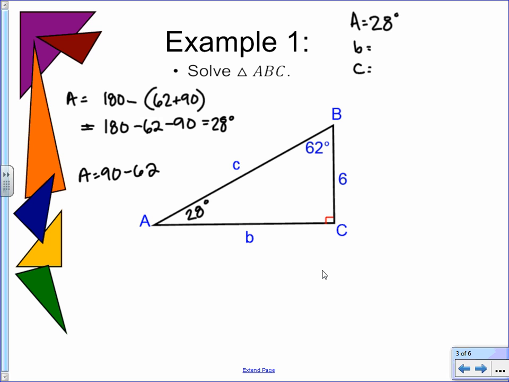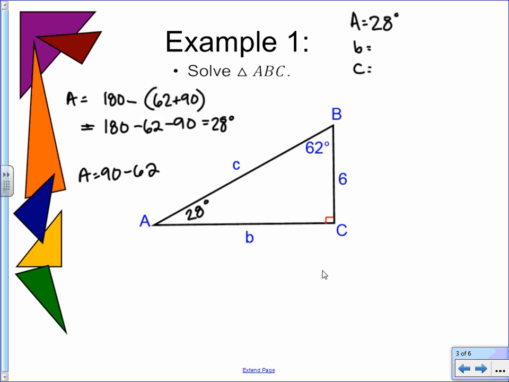So there was a theorem last year in geometry, and I don't know what the name of the theorem is, but the theorem said the two acute angles in a right triangle are always complementary, meaning they always add up to 90. So I use a shortcut when I'm finding my missing angle. I always just do 90 minus the angle that I know, because that immediately gives me my other angle.